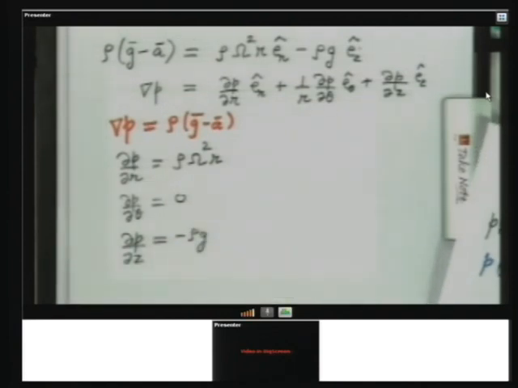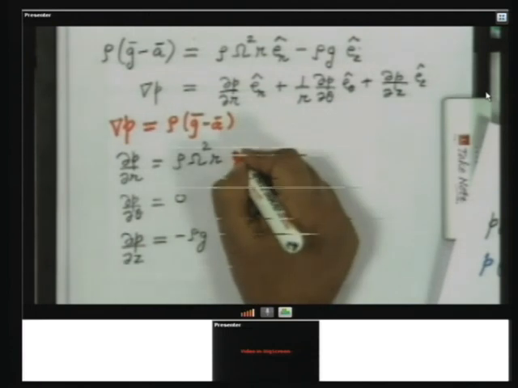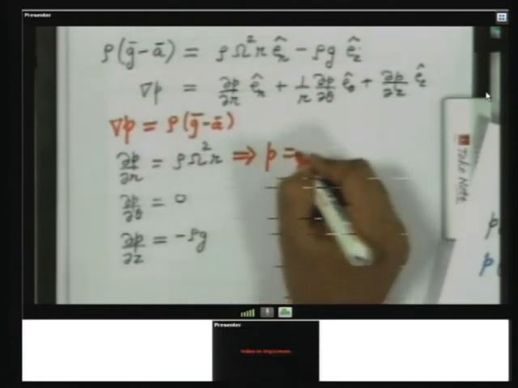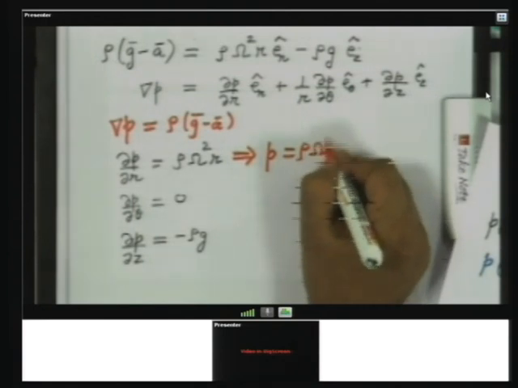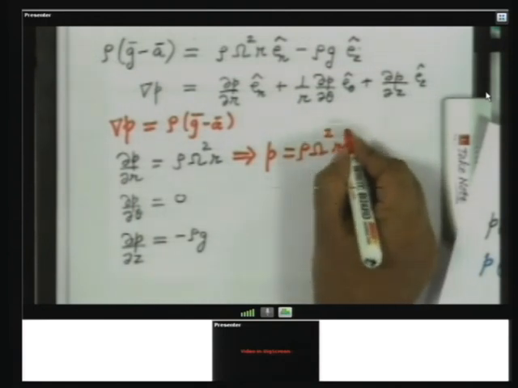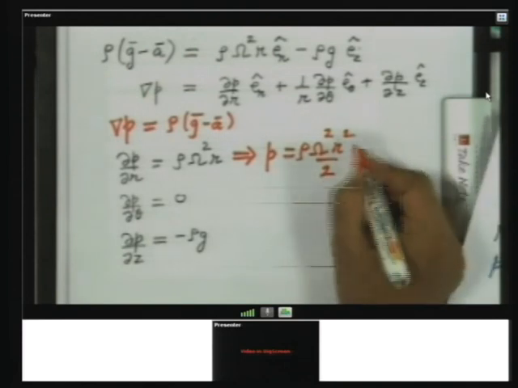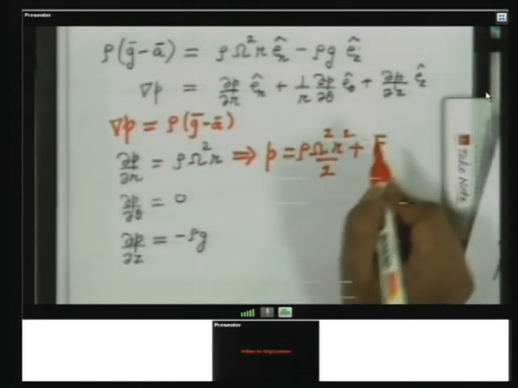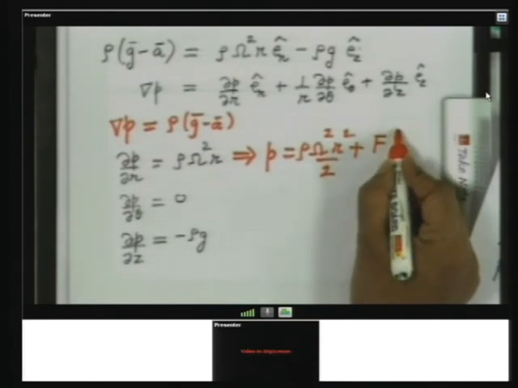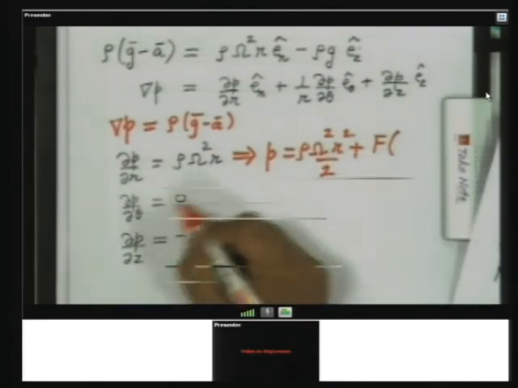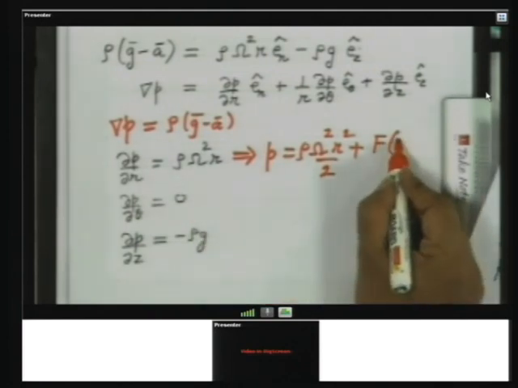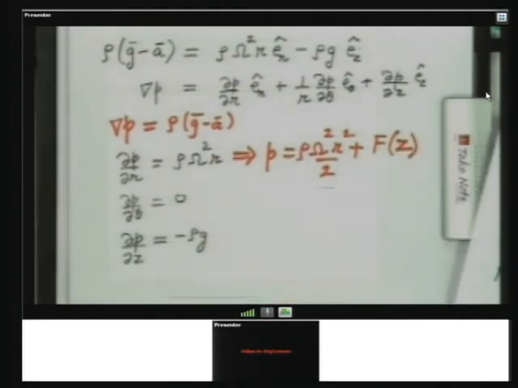Now, if you want to integrate this equation here, you are going to have p equal to rho omega squared r squared by 2 plus some function of z and theta, but this second equation shows that it does not depend on theta. So, it will be a function of z.